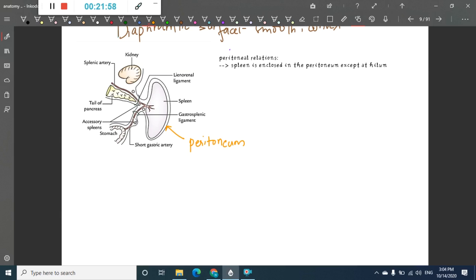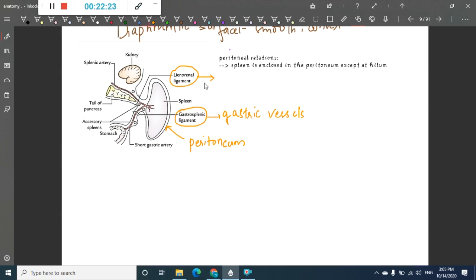One, we have this ligament which is gastrosplenic ligament. Second, we have this ligament which is lienorenal ligament. Gastrosplenic ligament extends from the hilum of the spleen to upper 1/3 of greater curvature of stomach, right? And here it has the gastric vessels. What is important here is this gastrosplenic ligament encloses the gastric vessels.